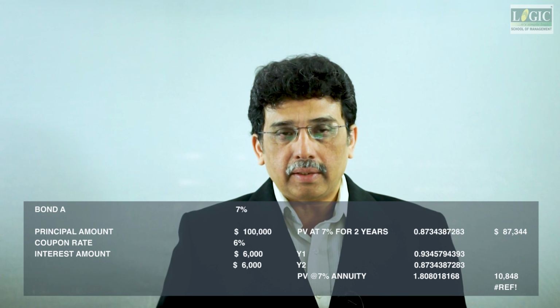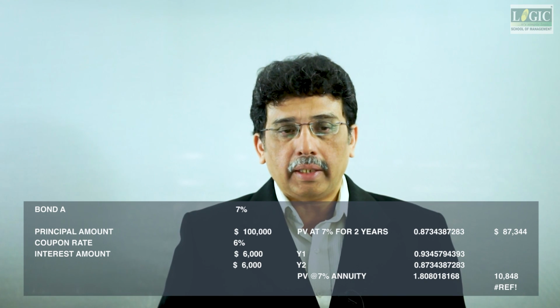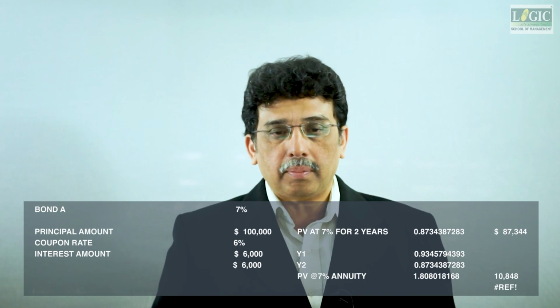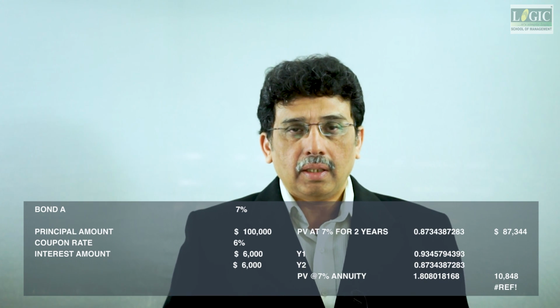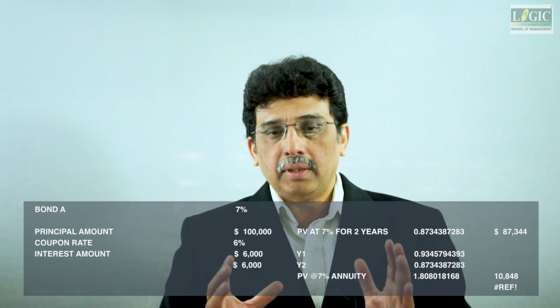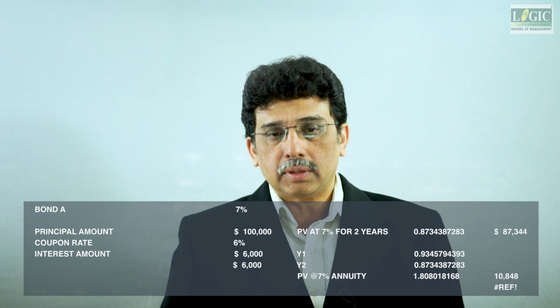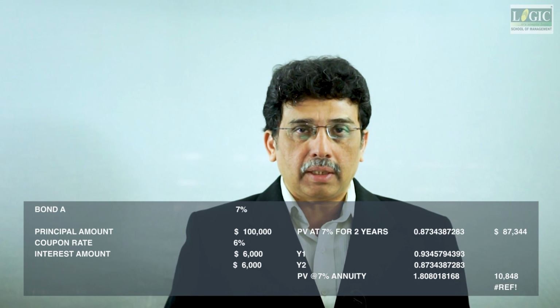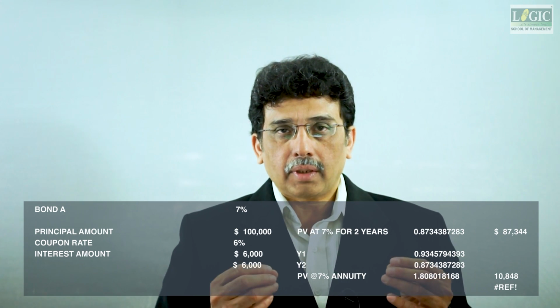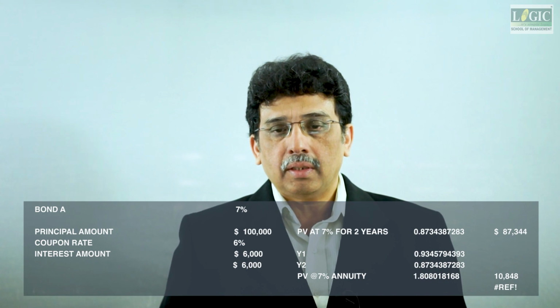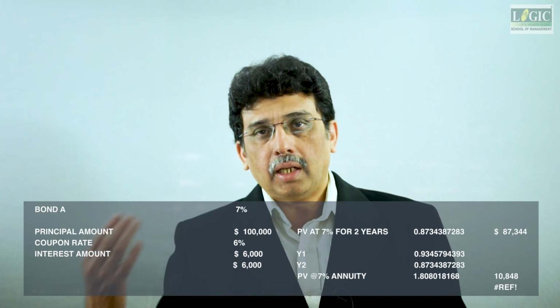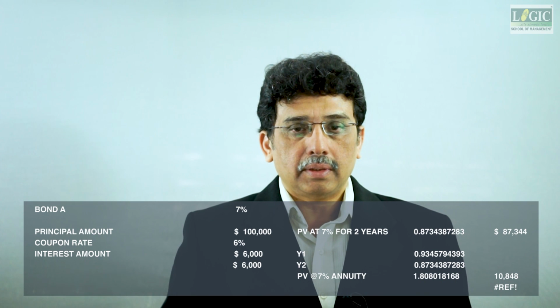Since there are two answers showing bond A at a discount and bond B at a premium, how do we do this? As I told you, take the present values of all cash flows. The first cash flow which we are going to consider here is the principal amount of $100,000, which we will be getting after 2 years.